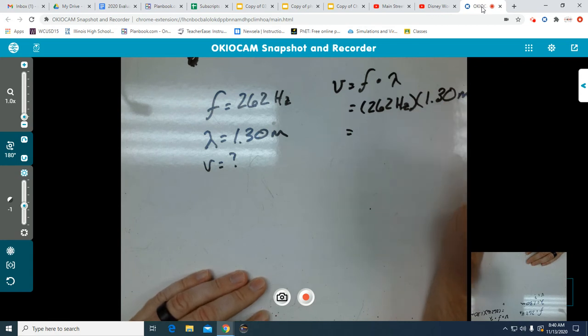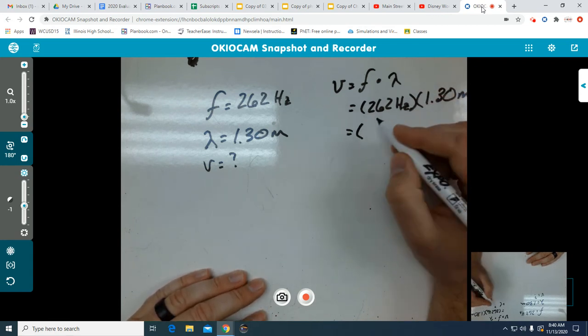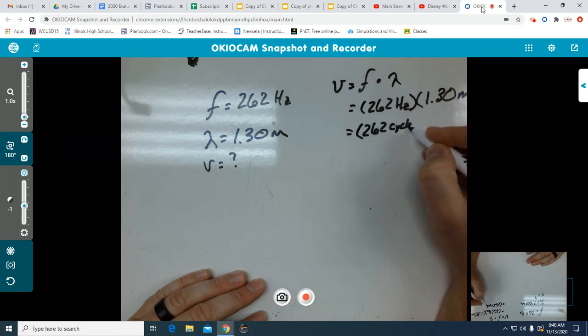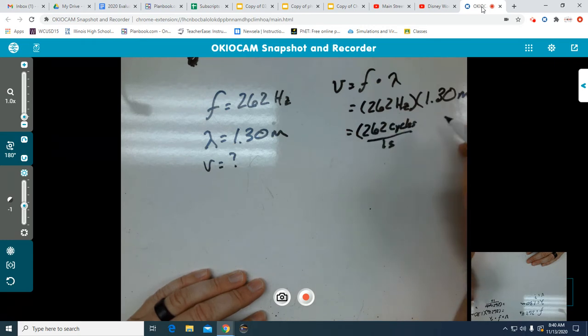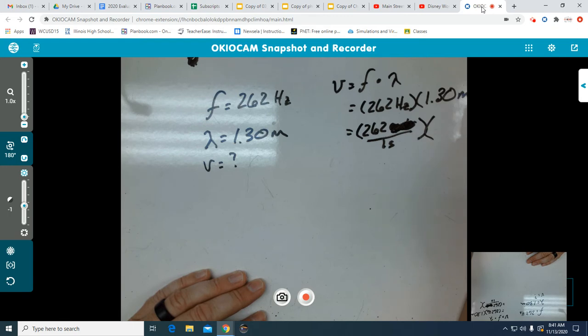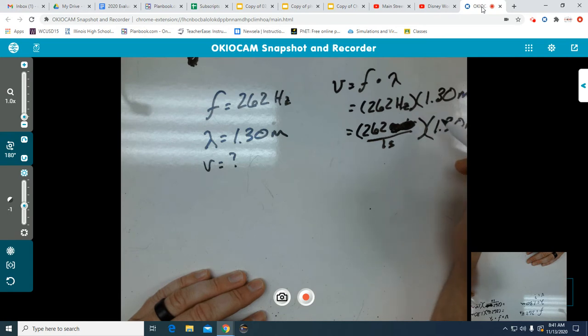Now I'm also going to write it a way so we can get our proper units. Remember, hertz is per second, or cycles per second. So really what this means is we have 262 cycles per 1 second. And by doing it that way, you don't even have to write cycles if you don't want to. I'm just giving you a visual. Times 1.3 meters. Now again, this is the same equation. I'm showing you how to write it both ways.